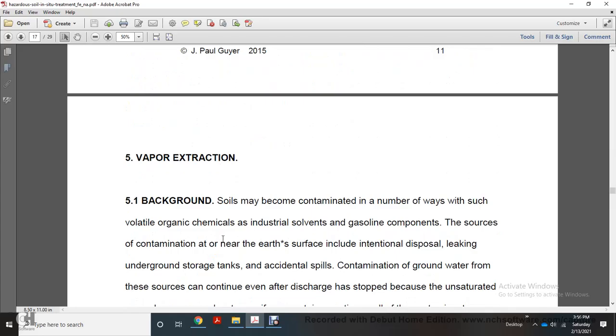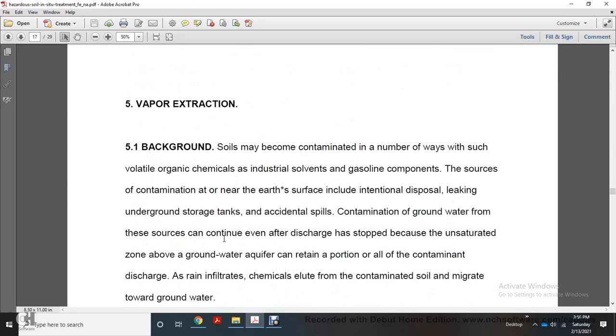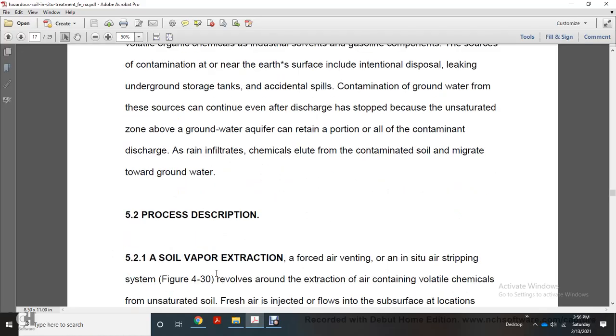5. Vapor extraction. Background. Soil may be contaminated with a number of volatile organic chemicals, including industrial solvents and gasoline components. Sources of contamination near the surface include intentional disposal, leaking underground storage tanks, accidental spills, and contaminated groundwater. The unsaturated zone above the groundwater aquifer retains a portion of the contaminated discharge, and rain infiltration causes chemicals eluted from the contaminated soil to migrate toward groundwater.